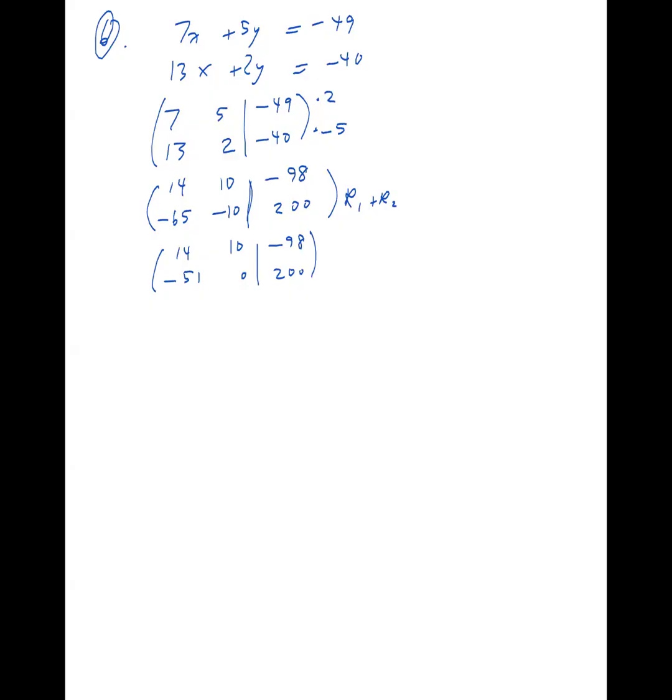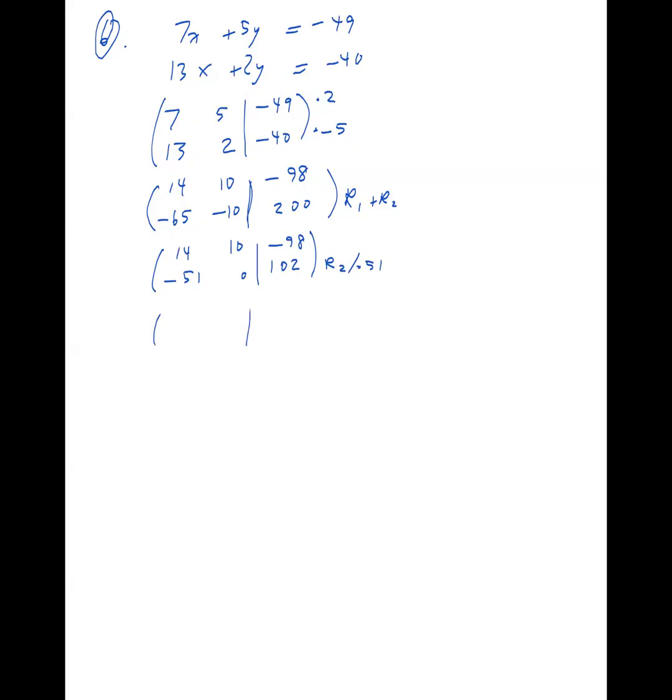Next, I realized I actually made a mistake. That 200, I forgot to add those rows together, row 1 plus row 2. So negative 98 plus 200 is actually equal to 102. So there we go. Now, the next step I'm going to do is to divide the bottom row by negative 51. So divide row 2 by negative 51.